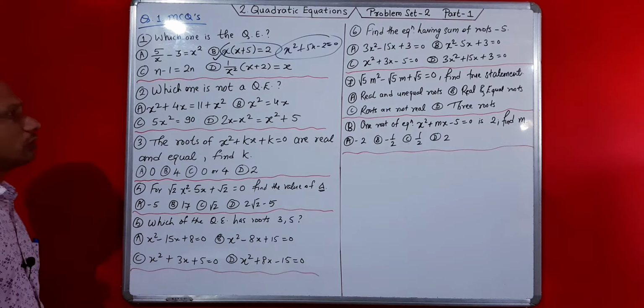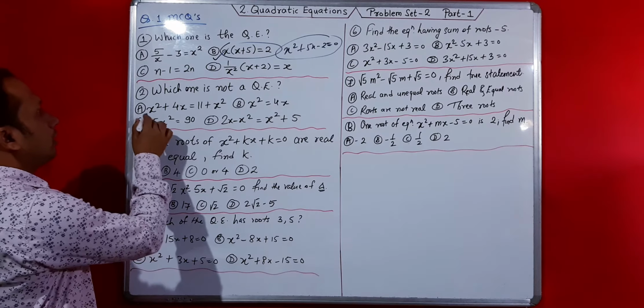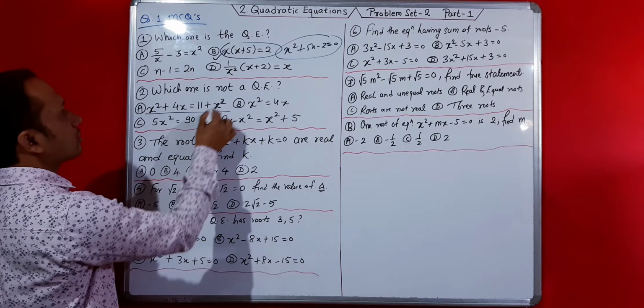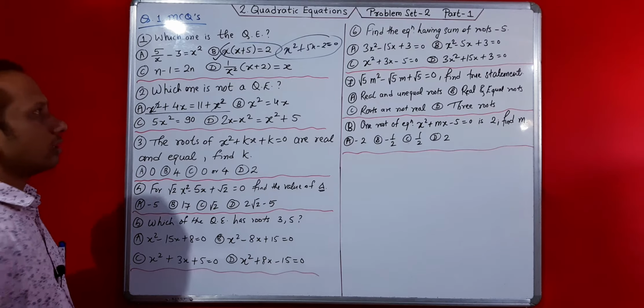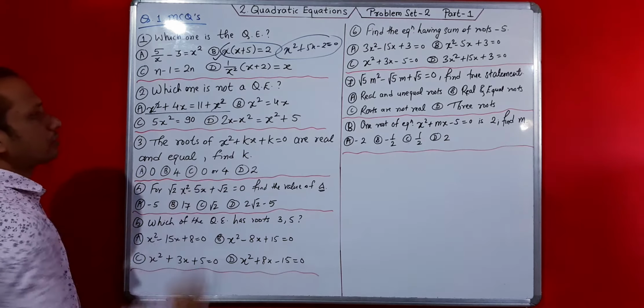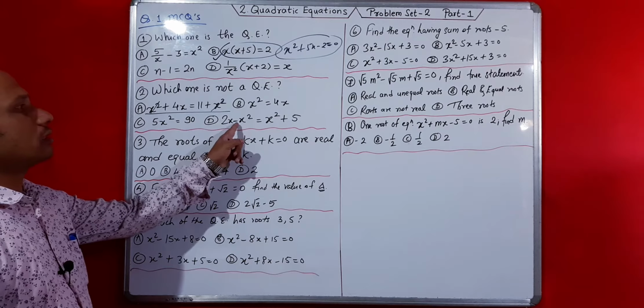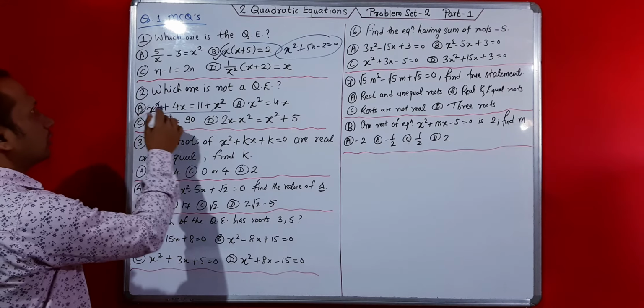Which one is not a quadratic equation? Okay, x square plus 4x is equal to 11 plus x square. If I see this equation, then this x square gets cancelled. So 4x is equal to 11. It is not a quadratic equation. Rest all are quadratic equations. x square remains as it is, 5x square remains as it is, and in this case minus will be plus, 2x square will be there. That's why the first one is not a quadratic equation.